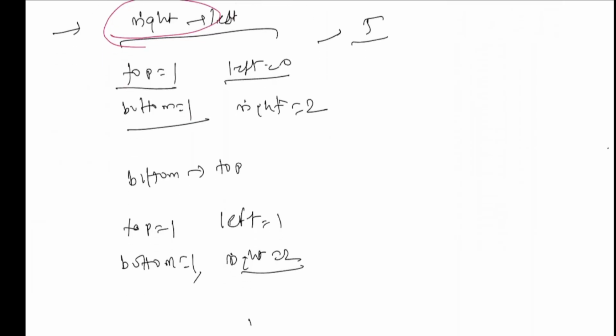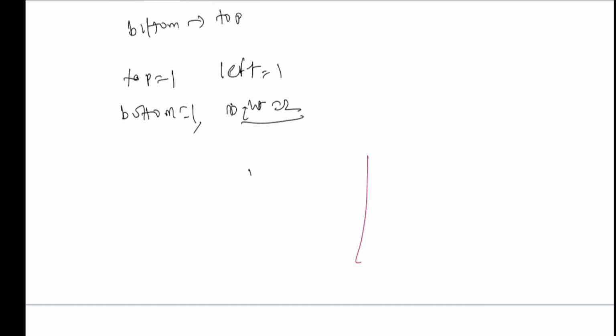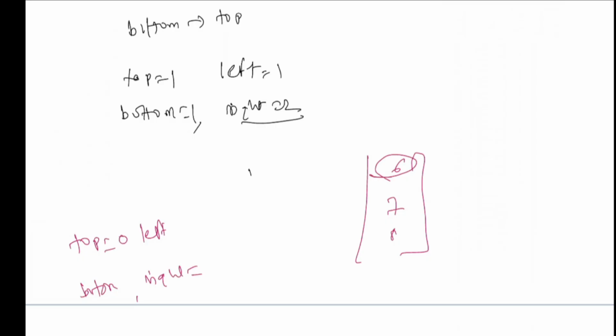For example, we just have a single column matrix, like this is our matrix, 6 7 8, right? So in this case, our left, top, bottom and right. My top is 0, my bottom is 2, my left is 0 and my right is 0, because we just have a single column and we just have 2 rows.